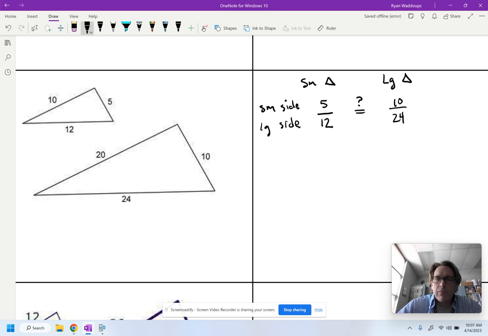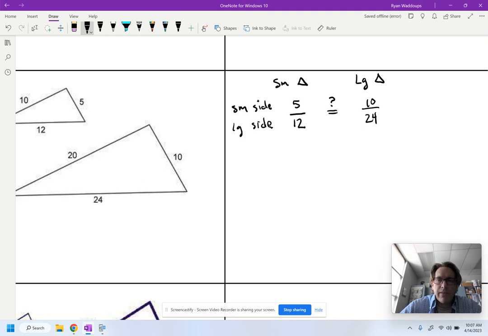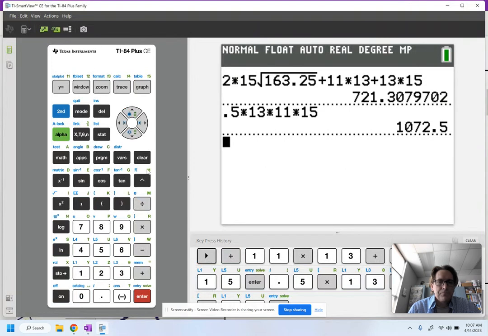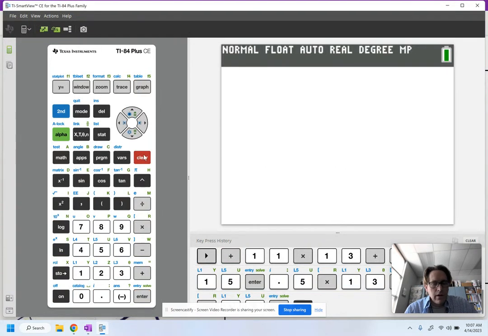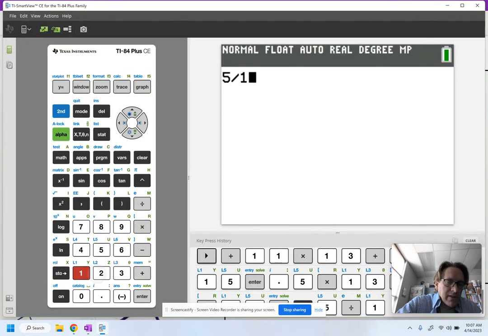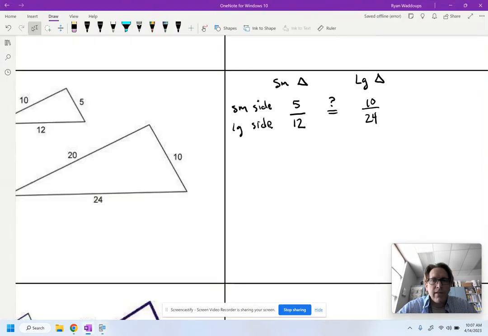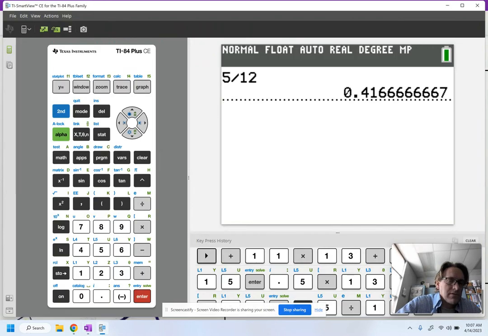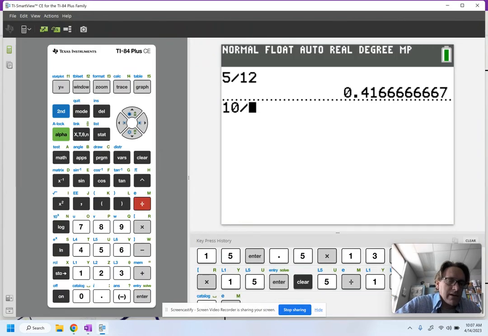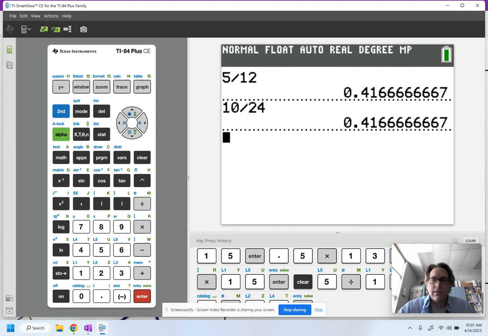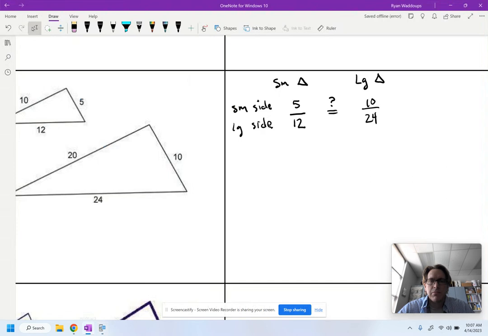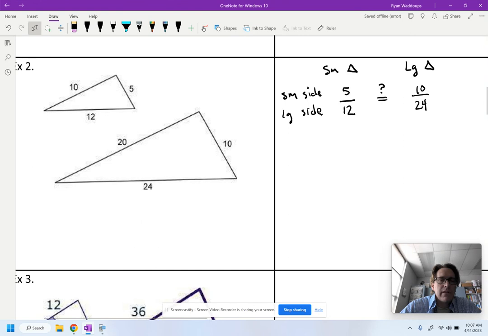And to know if those are equal, we have a number of different ways we can do this. We can see if we can simplify them. Or we can just plug them into a calculator. I'd say 5 divided by 12, get the decimal, and compare that to 10 divided by 24, and it gives me the same decimal. You can also simplify it to see if it gets to the same simplified fraction, but those are definitely equal.